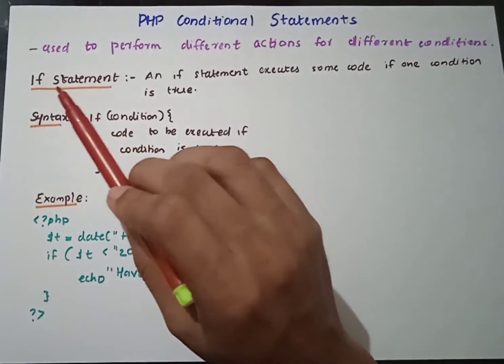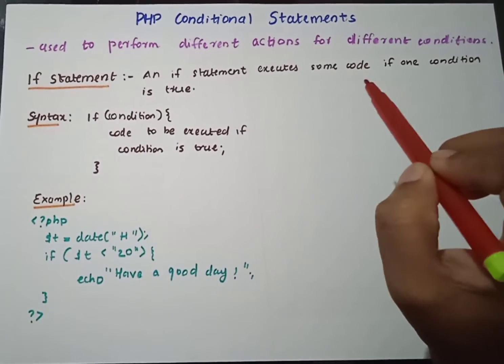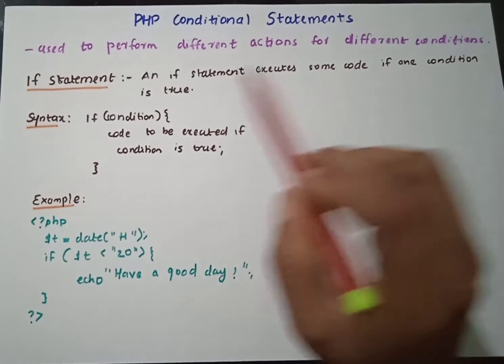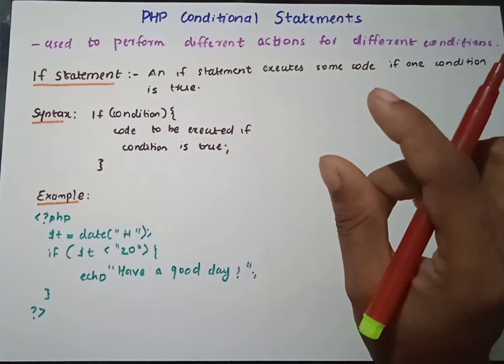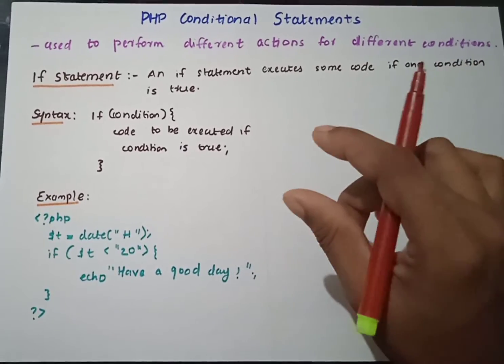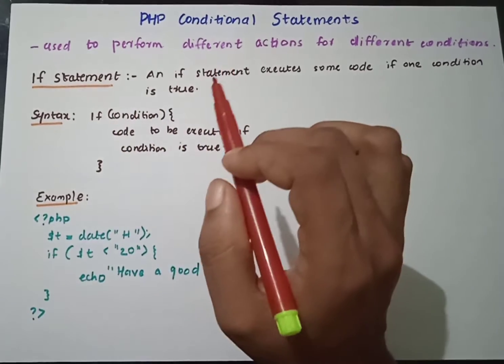So the first one is the if statement. An if statement executes some code if one condition is true. So wherever you need to give any one condition and one action for it, you can use only this if statement. So how to write it?